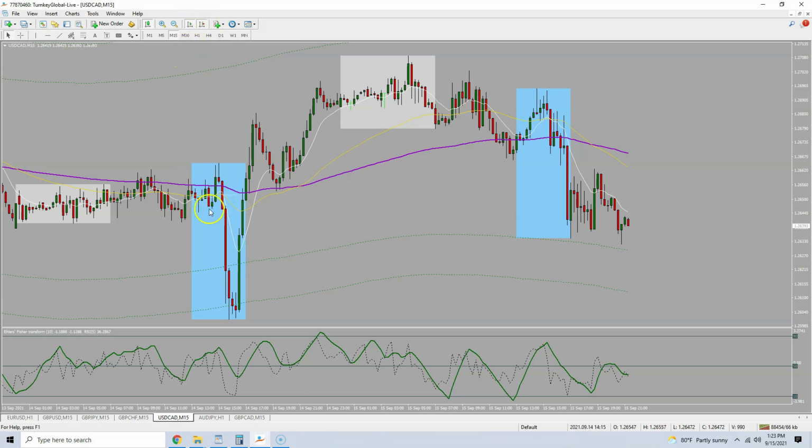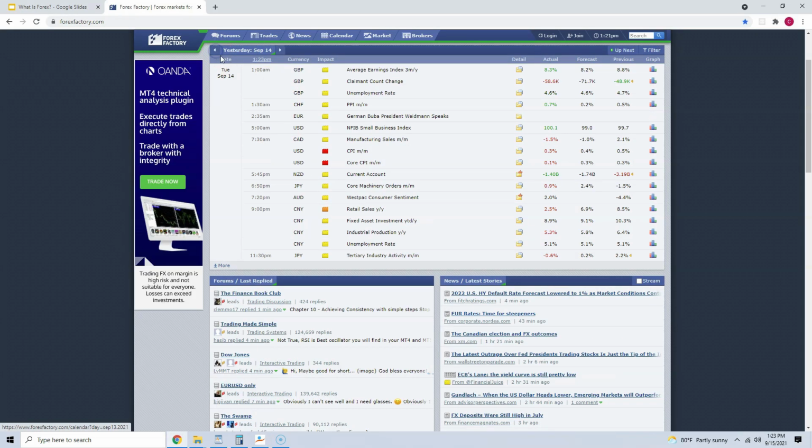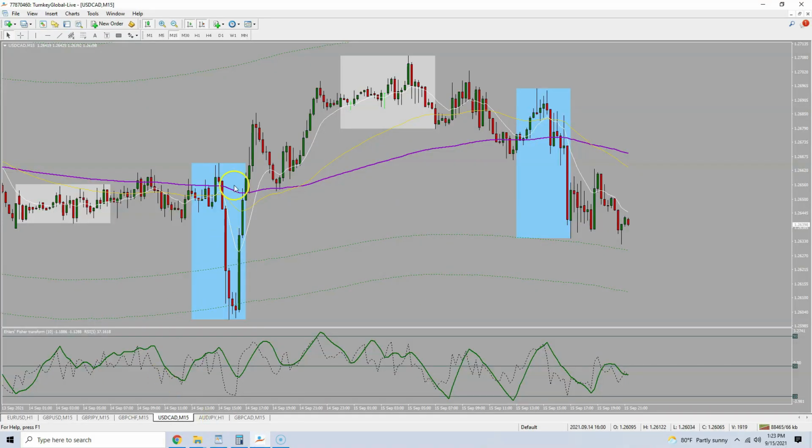Let's actually find an example if we can. Actually, well, shoot, here's one right here. So this was September 14th. Let's actually look at yesterday's news. Okay, so there was USD news, red folder news at 7:30 in the morning yesterday. Back at the chart, that's basically this blue box. This is yesterday around 7:30.